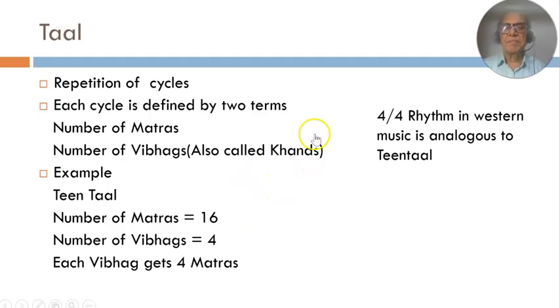Incidentally note that this rhythm of teen tal is analogous to 4/4 rhythm in Western music. So those of you who understand the rhythmic notation in Western music should note that that is analogous to teen tal. So we are not going through the definition of 4/4 etc. right now, but as we go along, we'll see how it corresponds to teen tal.